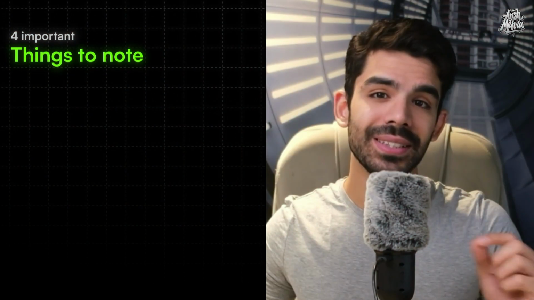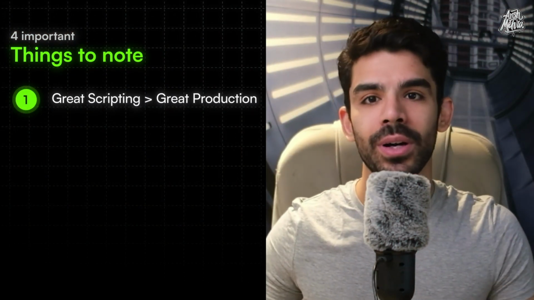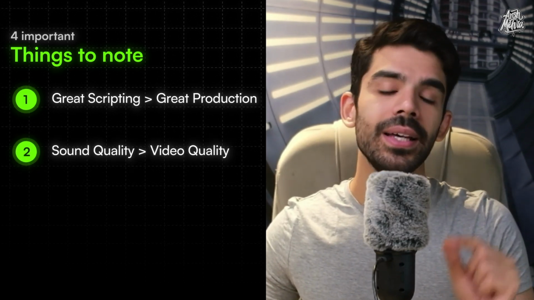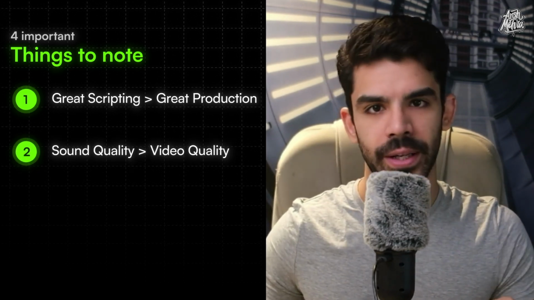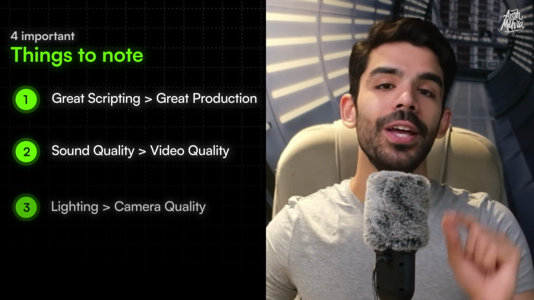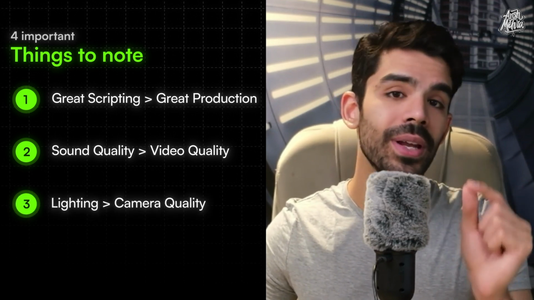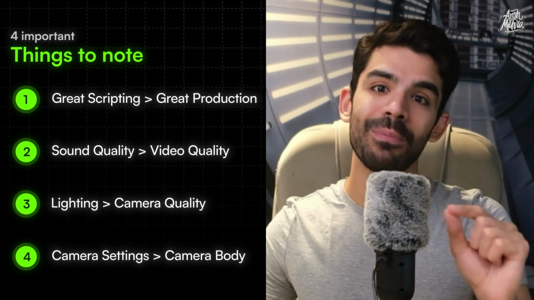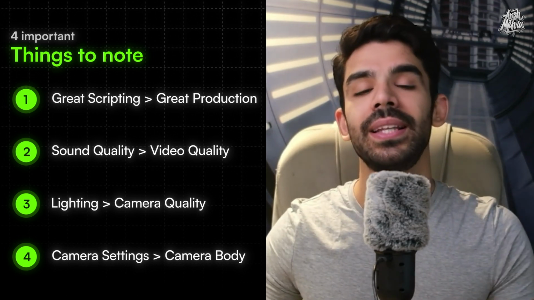Dekho, most creators think that they need a very fancy camera and a very expensive setup or great lighting to make their video look nice. Please know 3 important facts. Great scripting is way more important than great production. Within production, your sound quality is more important than your video quality. And within video quality, your lighting is more important than your camera quality. Within camera quality, your lens and camera settings are more important than the camera model.